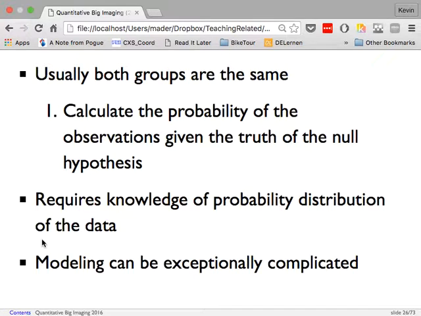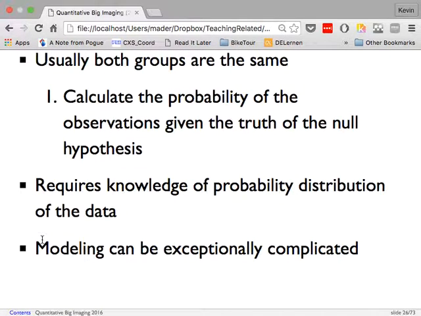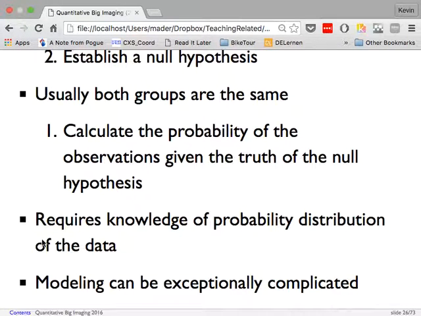But this modeling can be very complicated, and depending on your data, very difficult. And so these two problems are one of the major issues you have with this kind of testing in general, is that if you look in tools like MATLAB or Python or even Excel, they have a t-test function that will compare groups.